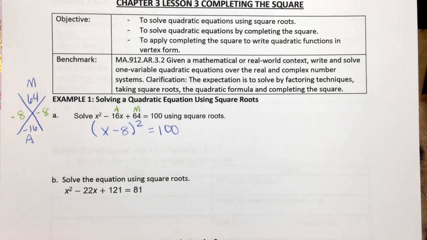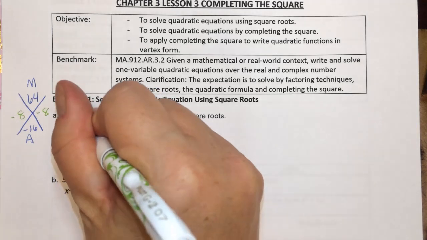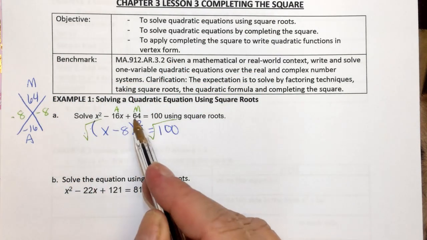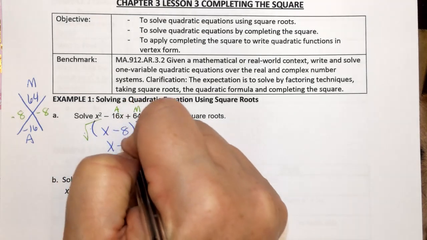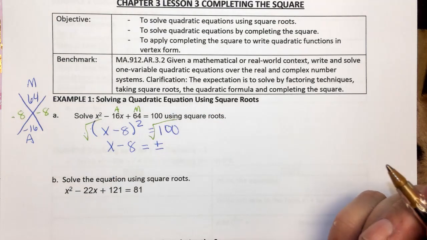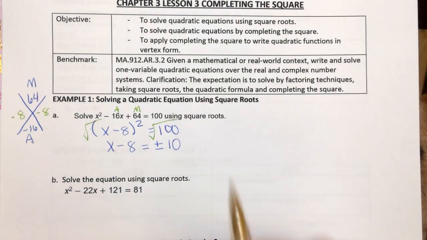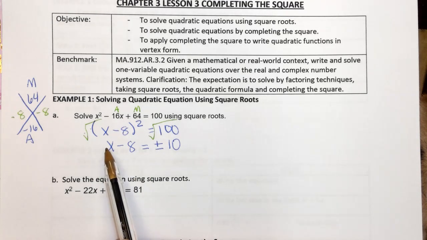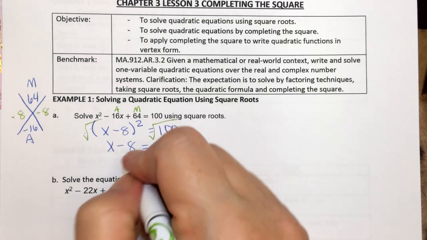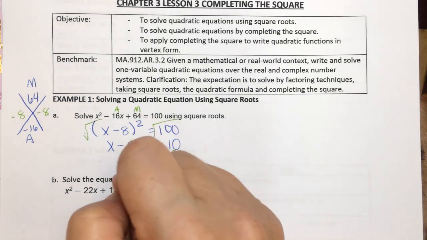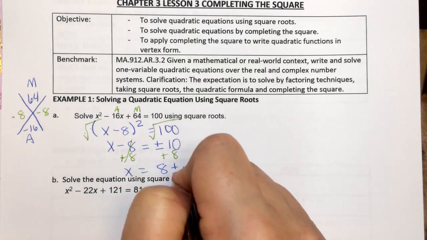All right, so now we can undo the square by taking the square root of both sides. What happens is the square root and the square cancel out, leaving us with x minus 8. Now remember, over here we could have positive or negative. The square root of 100 is 10. So we're not done. We need to know the value of x. In order to do that, we need to add 8 to both sides, and we get x equals 8 plus or minus 10.